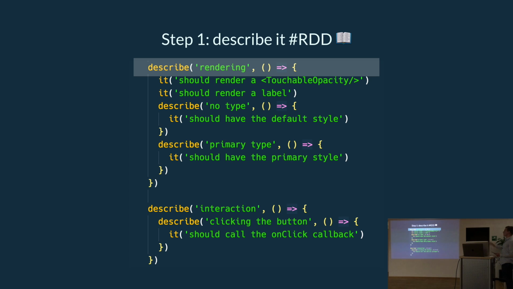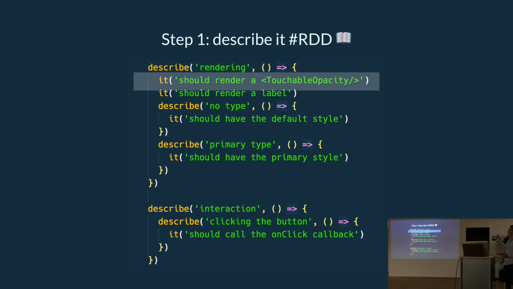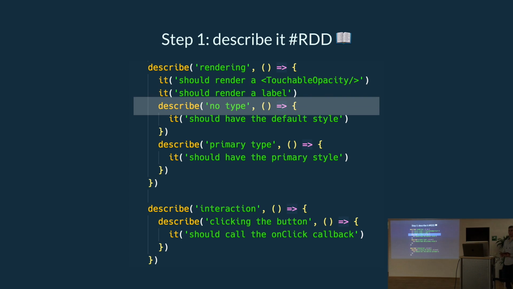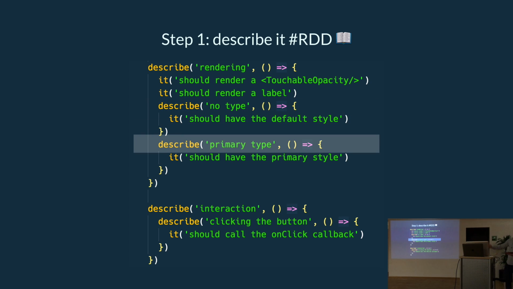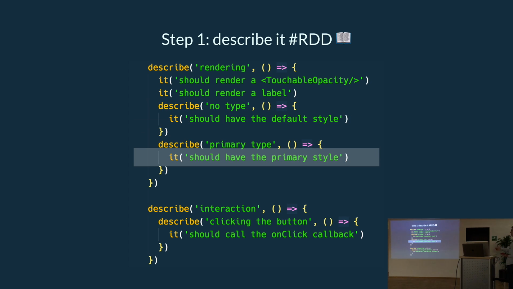First of all, we have two blocks here, and the first block is the rendering. So we describe exactly what's rendered inside of our component. First, it should render a touchable opacity React Native element. This is what you use to make something clickable in React Native. Then it should render a label, and then it has types. A button, you all know, can have several types. In this case, if the button has no type or if you didn't provide any type specifically, then it just has the default style. If you say this is my primary button, then it should have the primary style.